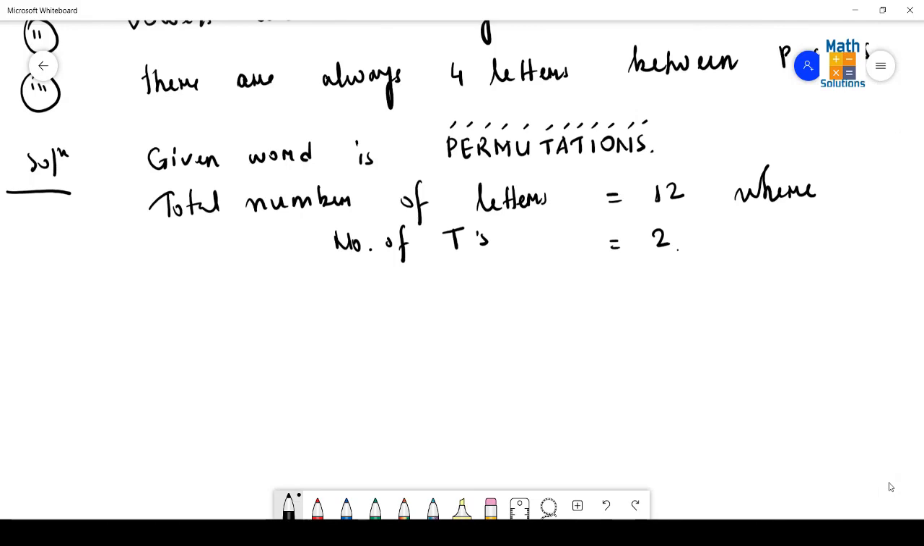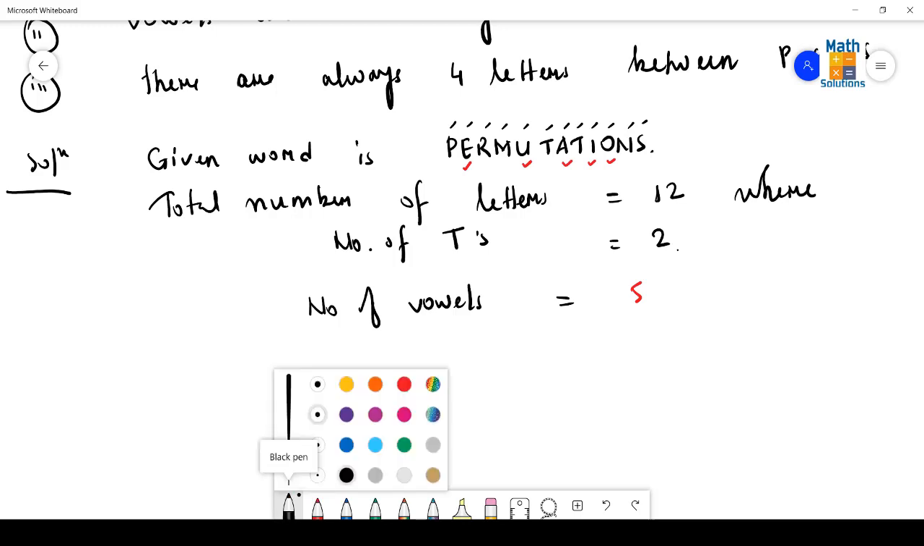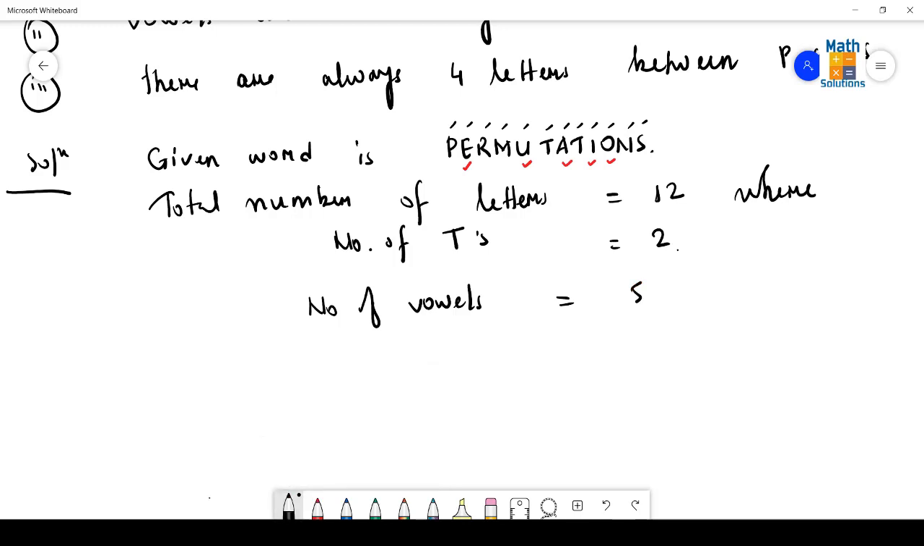And how many vowels do we find here? Number of vowels is equal to, how many vowels do we get here? Let us check. This is one vowel, second vowel, third one, fourth one, fifth one. So all the 5 vowels are occurring here. So number of vowels is equal to 5 here. So after this, coming to the first part of this question.